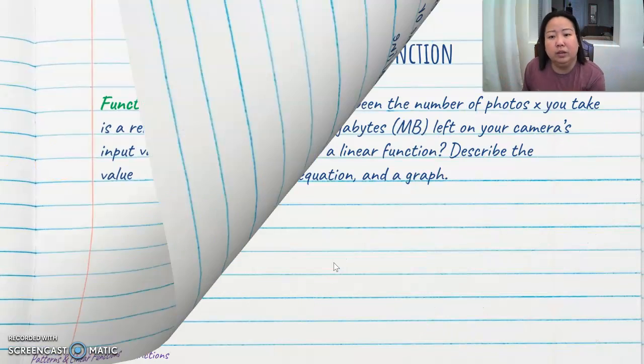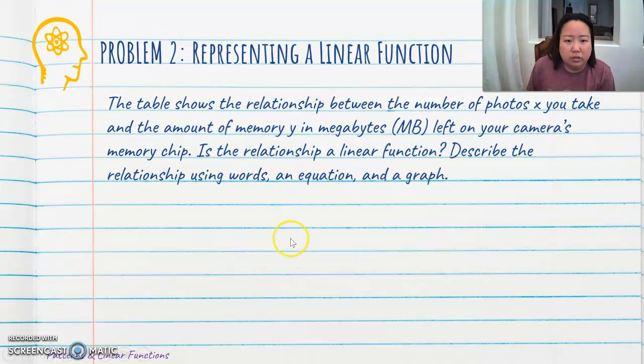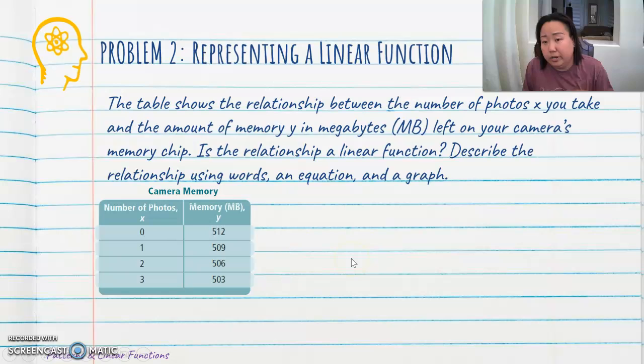Okay, so let's have this example here. So the table below shows the relationship between the number of photos. So the number of photos is represented by our variable x. Again, x is our independent variable. The memory of your memory chip will depend on how many photos you have used. Remember, our memory in megabytes is our dependent variable y. Okay, so is this relationship a linear function, and how can we describe the relationship using words, equation, and a graph?